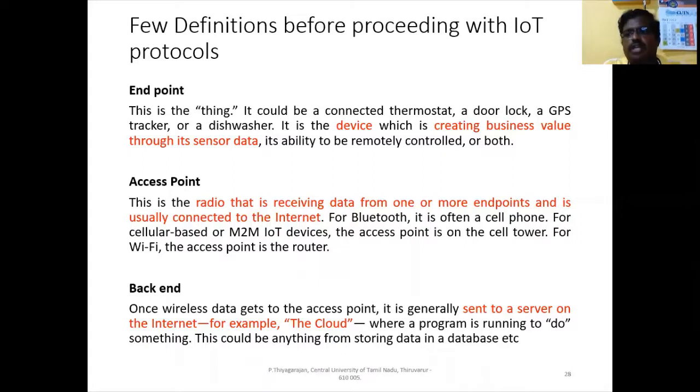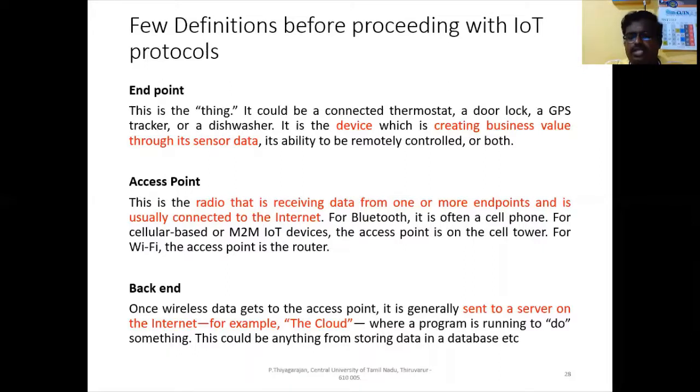Before we proceed into the IoT protocols, we need some definitions so that we can easily understand the concepts. First is the endpoint. An endpoint is nothing but a device, a sensor device. It is a thing, a connected thermostat or any sensor which generates the data. Next is the access point. The access point is the radio that receives the data from one or more sensors, and it is usually connected to the internet. And the third is the backend.